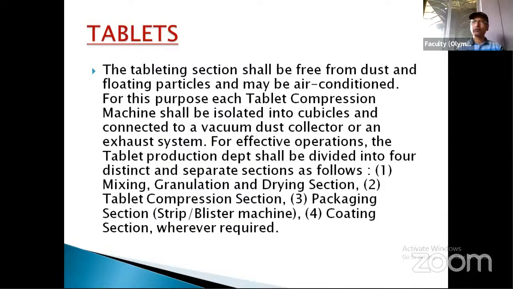Hot oven dryer or fluidized bed dryer, dryers like this will be there. So for this section, I will tell you the required machineries. Next is the compression section, where tablet compression machines will be there. Different types of modern compression machines are available now.